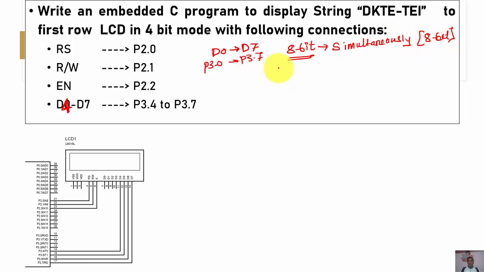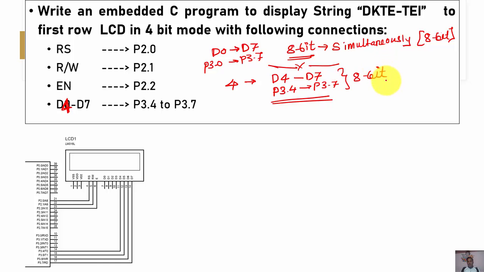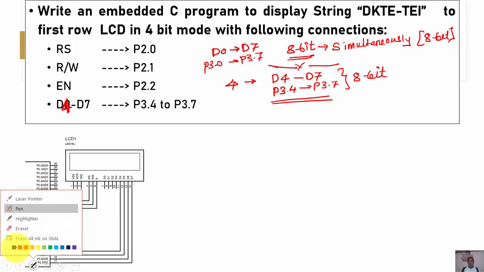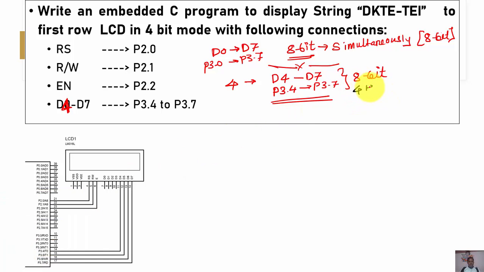Simple and straightforward. Now when we talk about 4-bit mode, we utilize only D4 to D7, that is the higher 4 data lines, and then we utilize the higher 4 GPIO pins of port P3. So what change is required here? Again, the data or command that we transfer is 8 bits, but now we have to transfer these 8 bits in such a way that first we transfer the higher 4 bits and then the lower 4 bits.